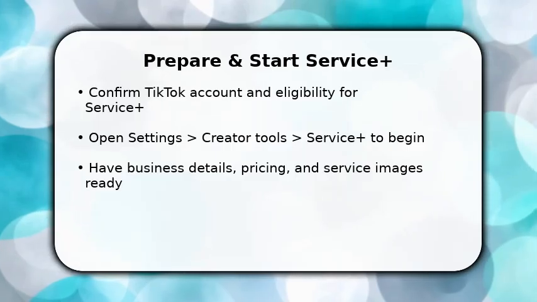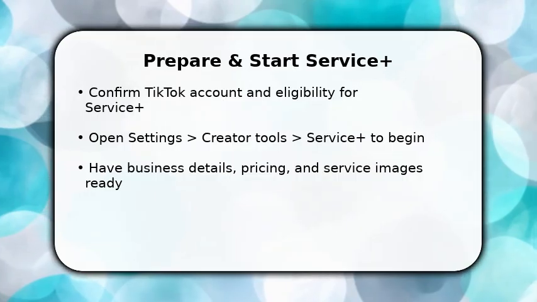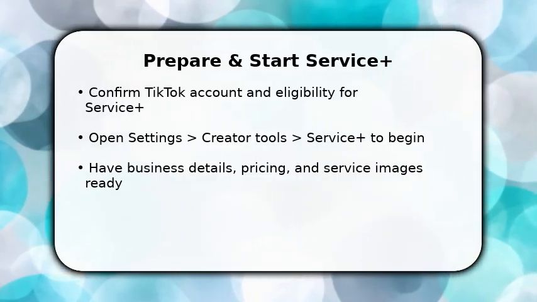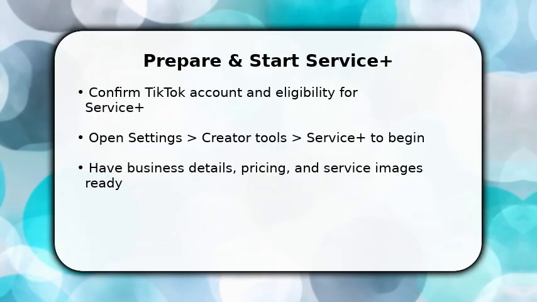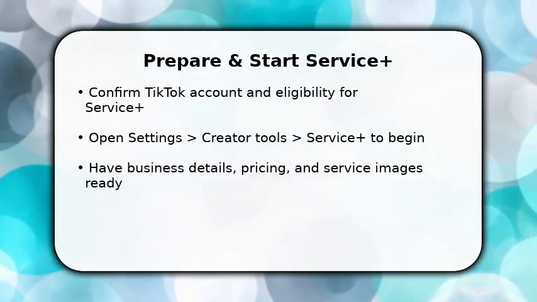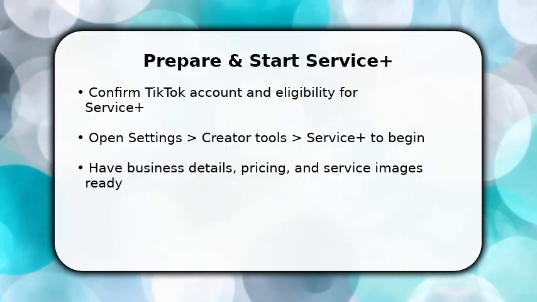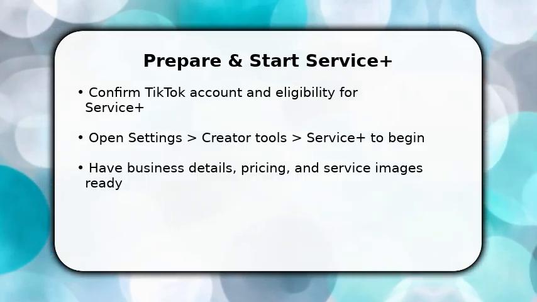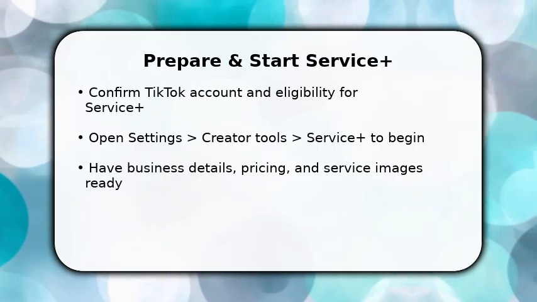You begin by confirming your eligibility and having core assets ready. This saves time. Open Settings, go to Creator Tools, then Service Plus. Once there, tap Create. You'll enter a basic shop profile, name, category, and short description, so fill in accurate business details because discoverability depends on them.